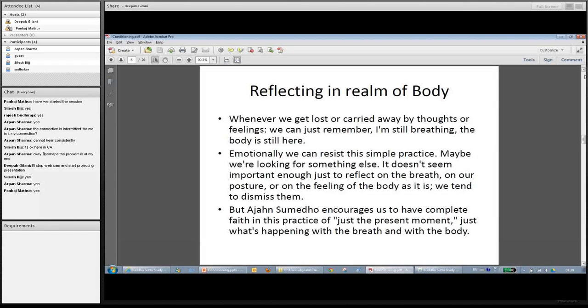So in the beginning I had mentioned 5 khandas, 5 aggregates, and we'll start with the aggregate of body. And so what is the way by which we can do reflection in this body, which can help us move towards the unconditioned rather than in this conditioned dream?